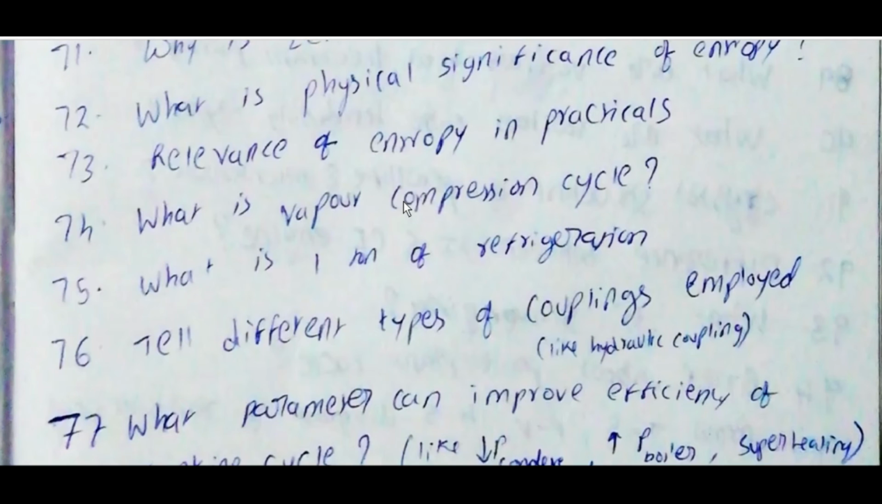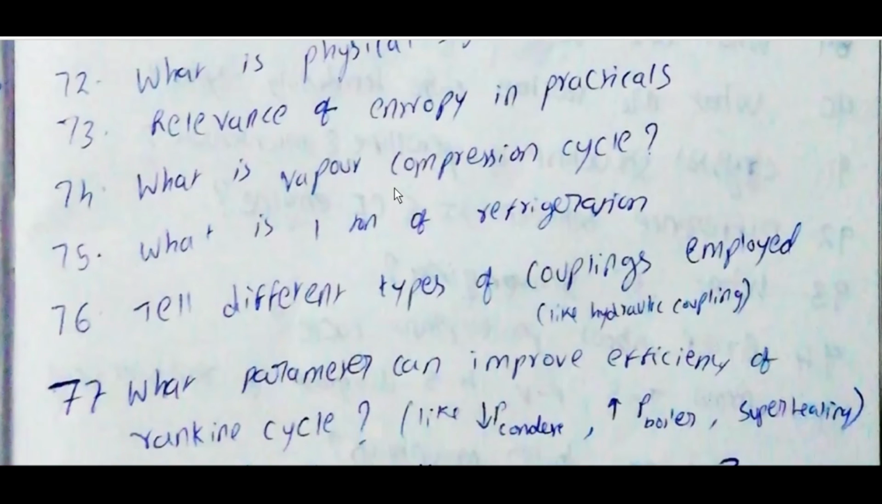What is the vapor compression cycle? We already saw what the vapor compression cycle is. What is 1 ton of refrigeration? Ton of refrigeration is a unit of refrigeration capacity. 1 ton of refrigeration indicates the amount of heat that needs to be extracted from 1 ton of water at 0 degrees centigrade to convert it to 1 ton of ice at 0 degrees centigrade in 24 hours, so that is 1 day. 1 TR is equal to 3.5 kilowatt, equal to 210 kilojoule per minute, equal to 12,000 BTU per hour.